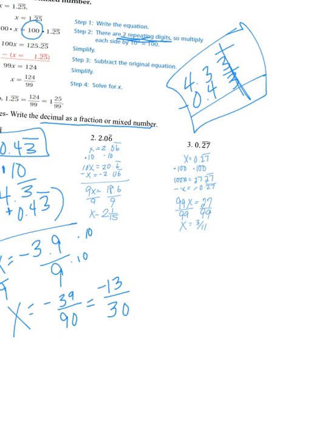Okay, so in number 2, you should have gotten x equals 2 and 1/15. And then in number 3, you should have gotten x equals 3 over 11. So there is that 4-step process. You write your equation of x equals whatever that repeating decimal is that you're given. Step 2, multiply each side by that power of 10 of however many repeating digits. Simplify that. And then subtract your original equation and then solve for x.